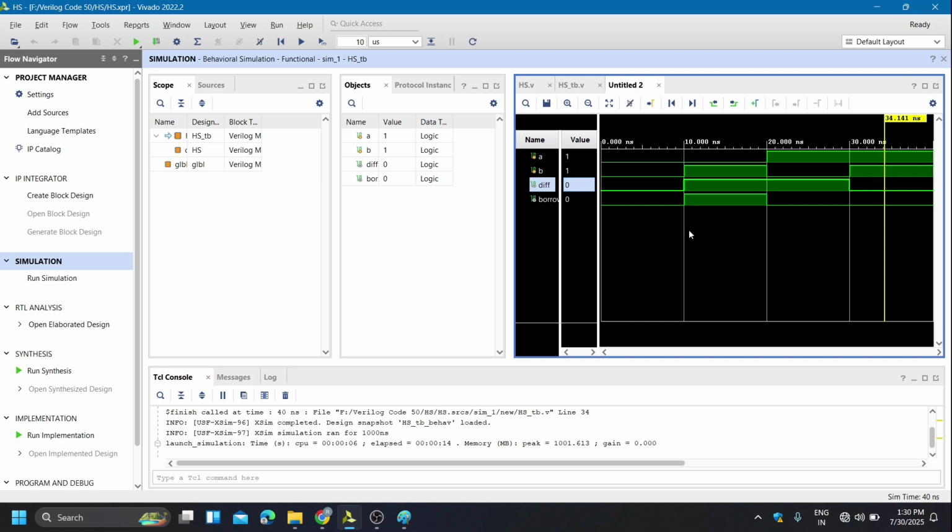So in this way we can write Verilog code for any module. We can write a test bench and we can simulate and observe the expected result.